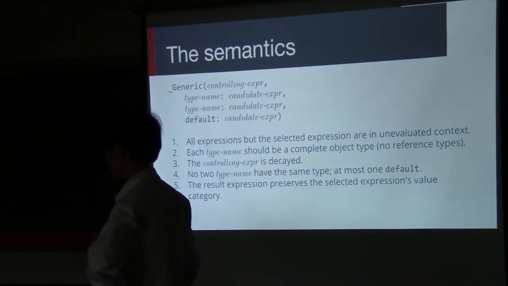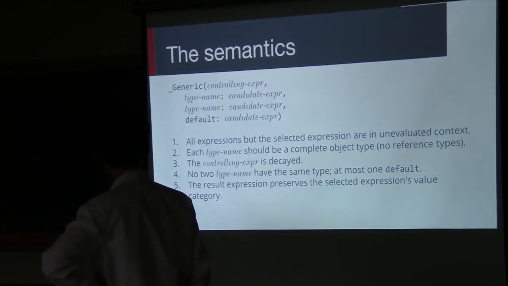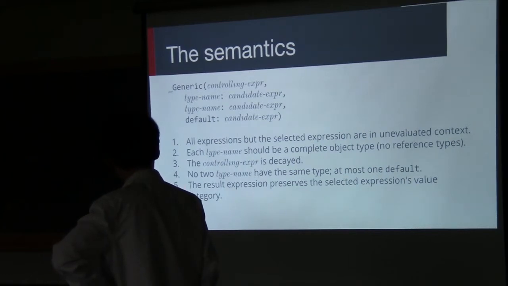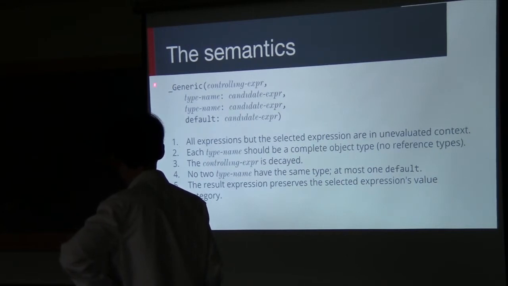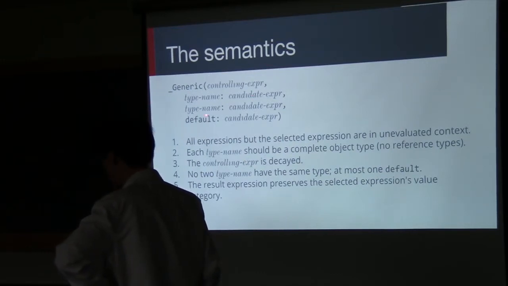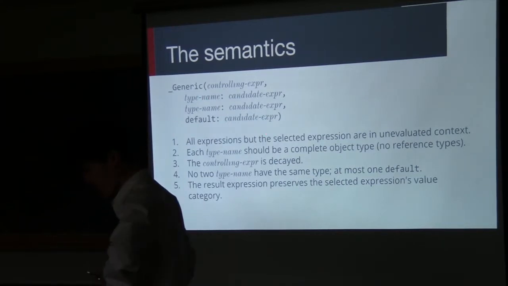But it's not a problem in C++, right? We have various ways to alter types. The result expression preserves the selected candidate expression's value category. So if this is an lvalue expression, the whole thing, when selected, becomes an lvalue expression. If it's a prvalue, the whole thing becomes a prvalue.